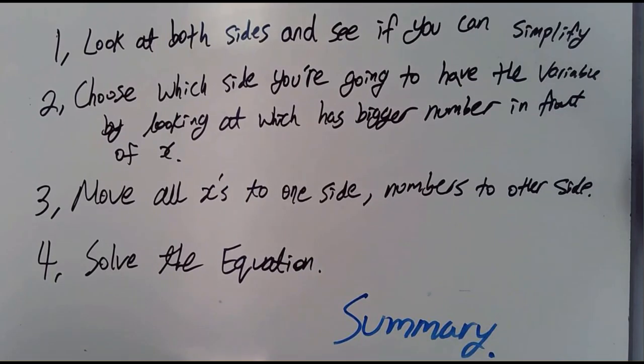Or if I have, let's say, 2x on the left side, but negative 2x on the other side, then I know that 2 is bigger than negative 2, so I will choose to have the x's on the left side. And number 3 is move all the x's to one side and numbers to the other side. And lastly, once you have done that, you just simply have to solve the equation.